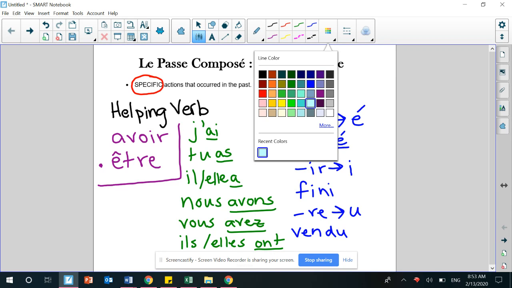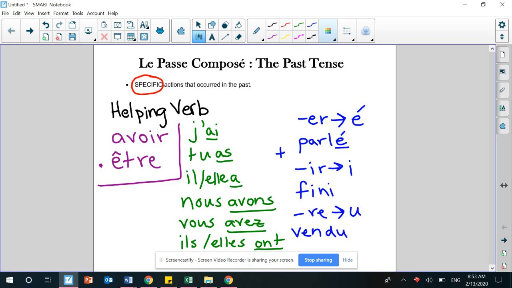All right, let's take j'ai. If I wanted to say I spoke, it would become j'ai parlé. I have the auxiliary verb avoir conjugated and the past participle of the verb parler. J'ai parlé. If I wanted to say she sold, elle a vendu. So we have elle a vendu. The subject, the auxiliary verb avoir, and the past participle vendu.